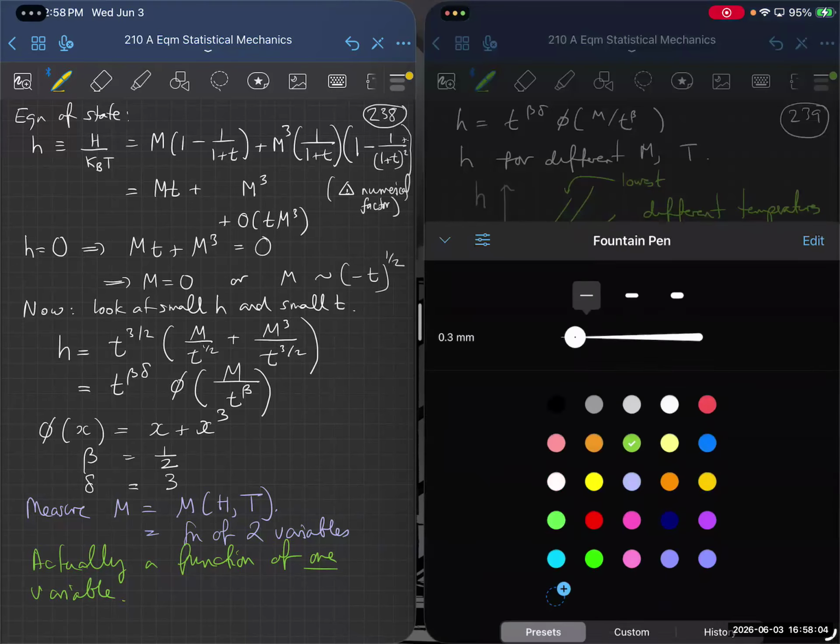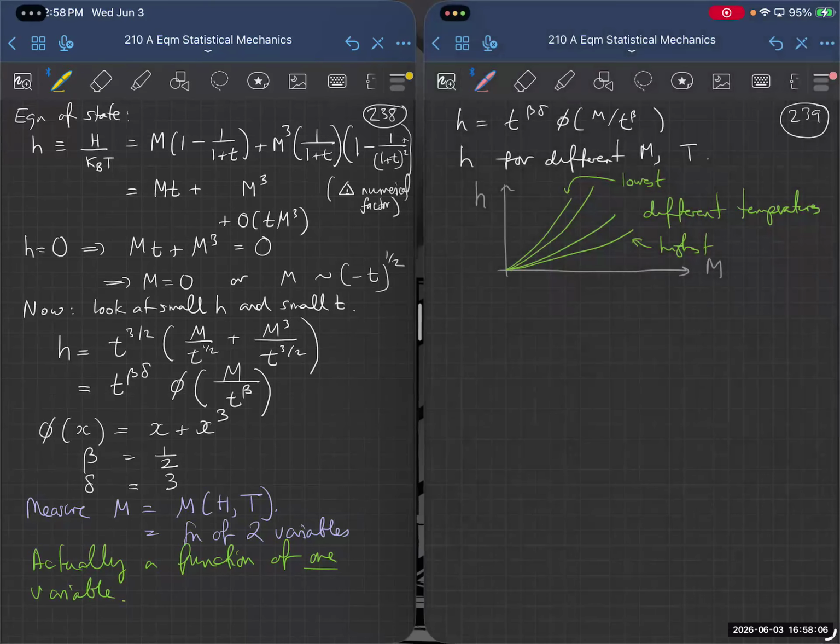And now suppose you said, okay, that's great, but how about we take a look at our mean field theory? What does it predict? Well, it says if you take m over t to the power beta, and you have the right value for beta, and I have h over absolute value of t to the power beta delta, and I have the right power of beta delta, then actually all the data collapses onto some curve that looks like this.